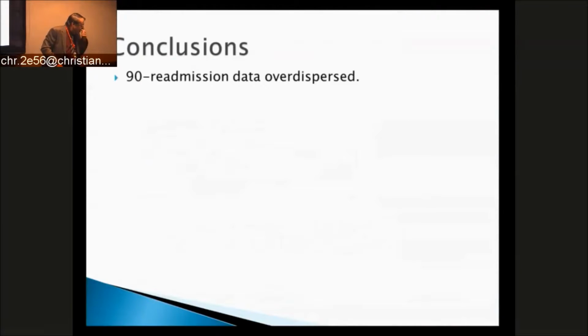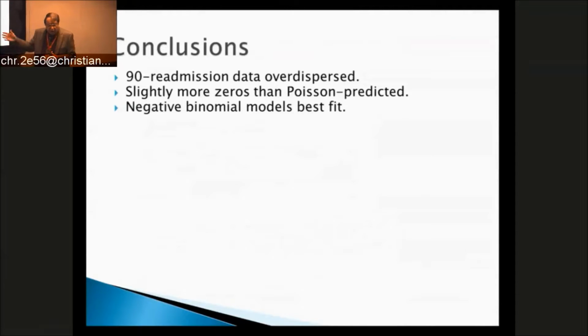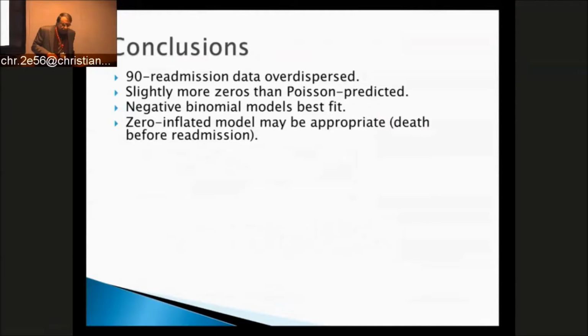Okay, so conclusions. Obviously the 90-day readmission data was over-dispersed. That was pretty clear. We had slightly more zeros than Poisson predicted. The negative binomial models, regardless of which one we used, are the best fit because we had over-dispersion. So the zero-inflated model might be appropriate, and the reason I thought that is because of the possibility of a patient dying within the 90-day period. Once they die, their possibility of readmission is zero.